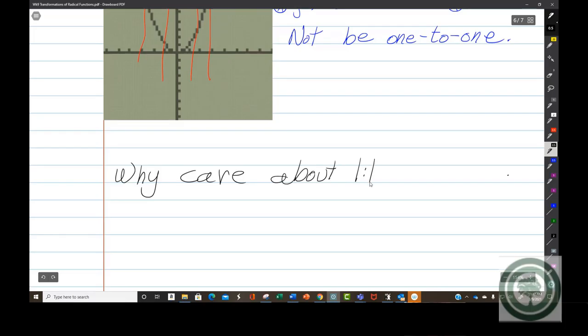This is the symbol for 1 to 1. Why care about it? Here's the answer. Because. Let me scroll it up. And here's the big deal. Only 1 to 1 functions can have an inverse function.